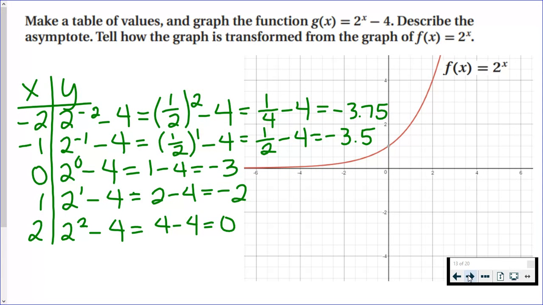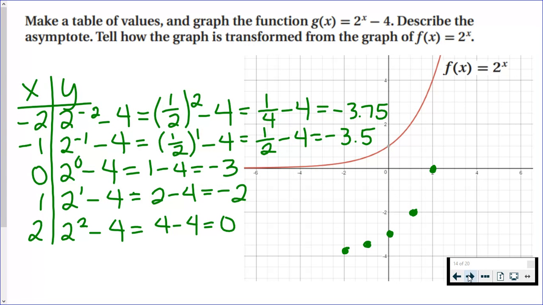But I've got a bunch of XY points now. -2, comma, -3.75. -1, comma, -3.5, and so on. So I'm going to go ahead and put those on the graph. So you can see already that the function that was there has already been shifted down based on the points that I just put. So before I actually connect these, I'm going to talk about what is called the asymptote. An asymptote is really an imaginary line that the graph gets very close to but never touches.